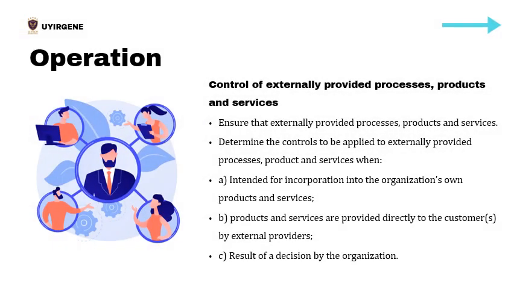Control of externally provided processes, products and services. The organization shall ensure that externally provided processes, products and services conform to requirements. The organization shall determine the controls to be applied to externally provided processes, products and services. Products and services from external providers are intended for incorporation into the organization's own products and services. Products and services are provided directly to the customers by external providers on behalf of the organization. A process, or part of a process, is provided by an external provider as a result of a decision by the organization.